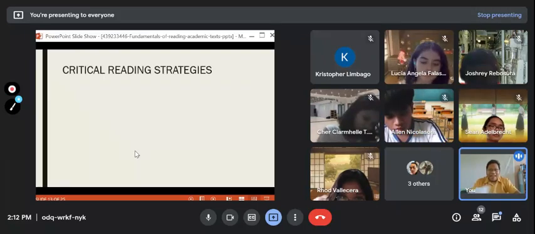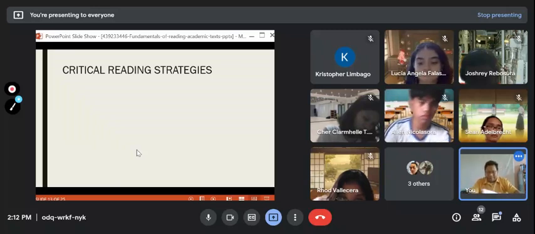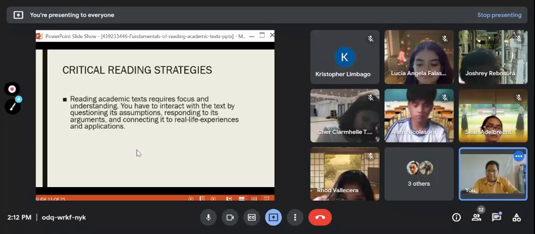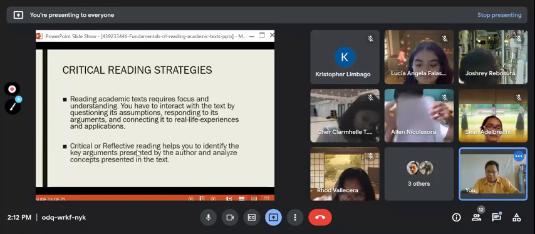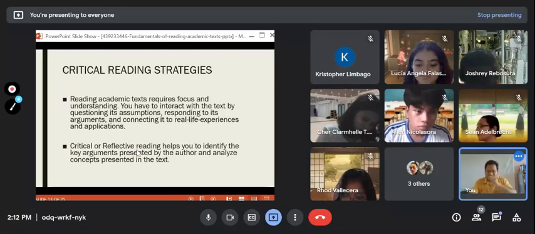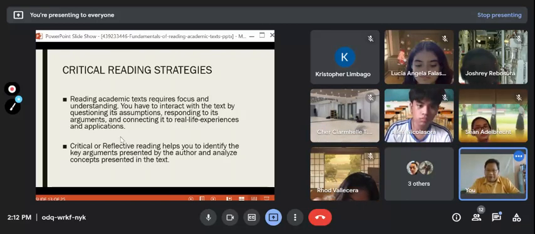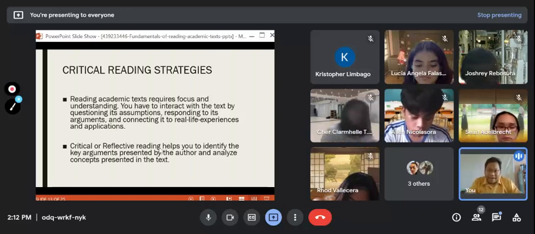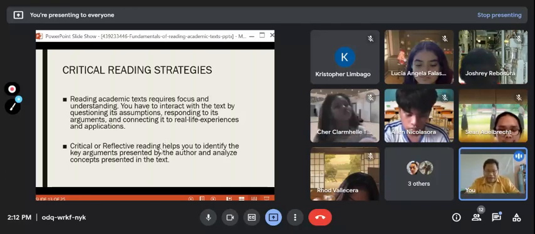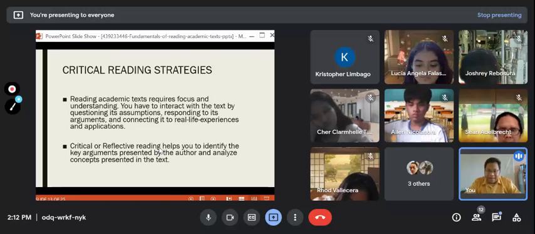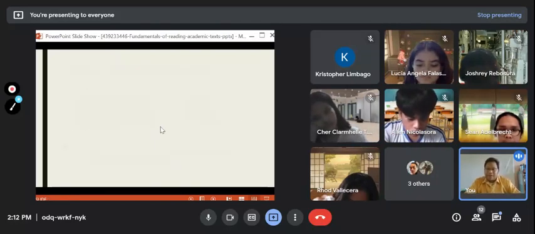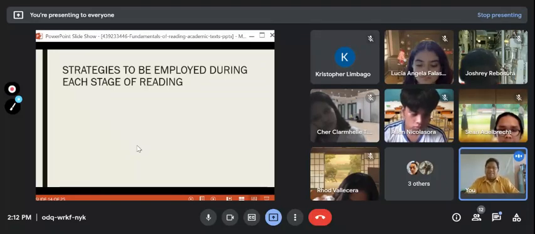There are strategies that readers can incorporate when they meet academic texts. By the way, these are just additional discussions. Reading academic text would require focus and understanding. Obviously, it does. Critical or reflective reading helps you identify the key arguments presented by the author and analyze concepts presented in the text. Reading strategies.